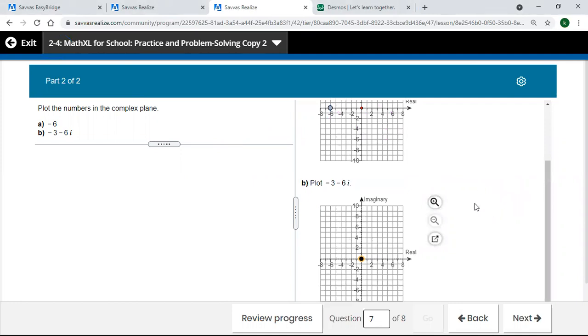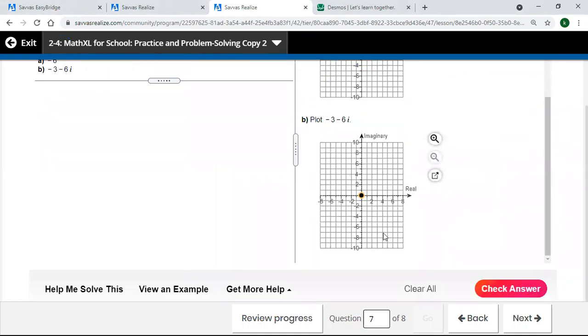So now on this one, we're supposed to be graphing the -3 on the real part. So I'm going to come over here, -3, and then -6i. So going down here, this is the i on the y. So it's going to end up being like right down there.